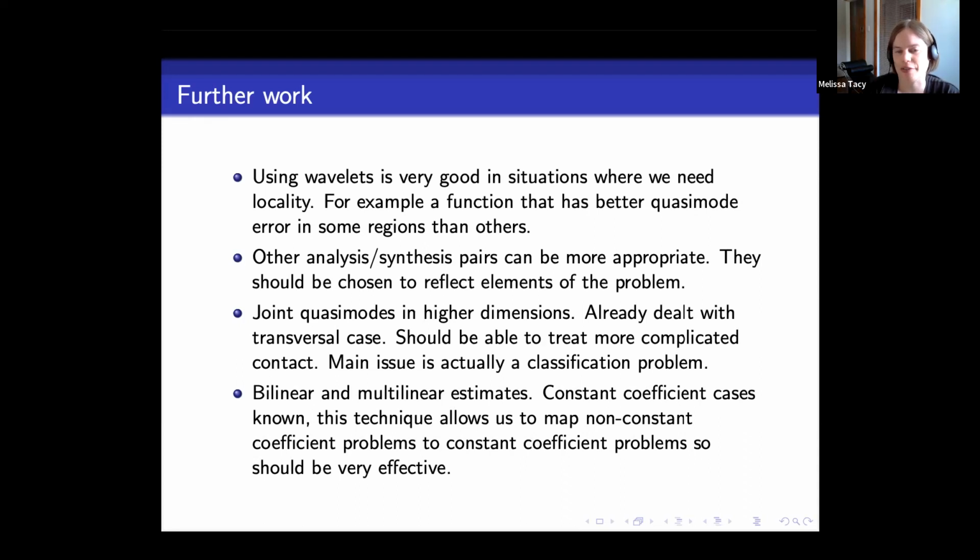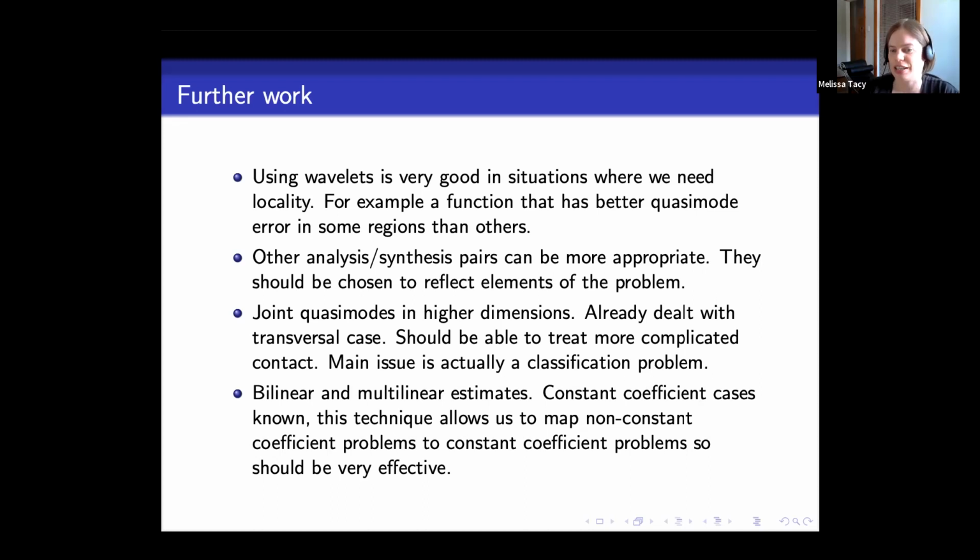So maybe you have a point around which you're not really sure about how good your error is. It gets a bit worse around there. Wavelets are very good for that because they have locality, so you're not having to be globally good. You can break it up and have a look at what it is locally. There are other analysis synthesis pairs that you can use for different problems. They may be more appropriate. Typically, you choose your analysis synthesis to suit the problem.